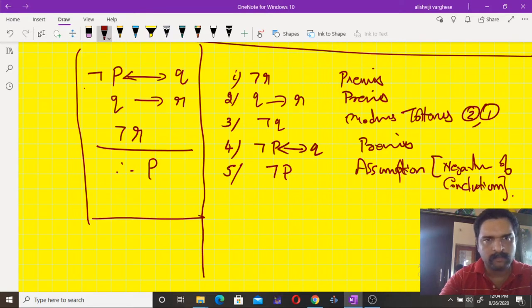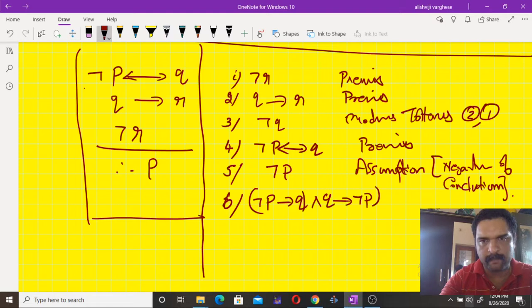Now here we have the premise 6. Negation P if and only if Q can be written as negation P implies Q and negation Q implies negation P. Therefore we can simplify and write negation P implies Q. So we assume negation P, and therefore we can conclude that Q.